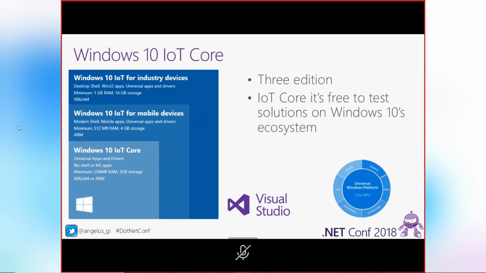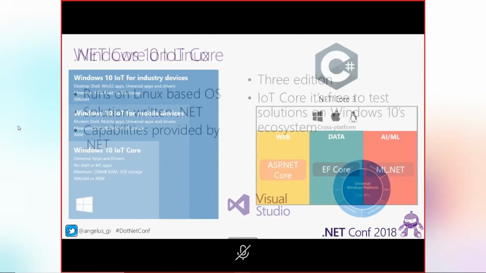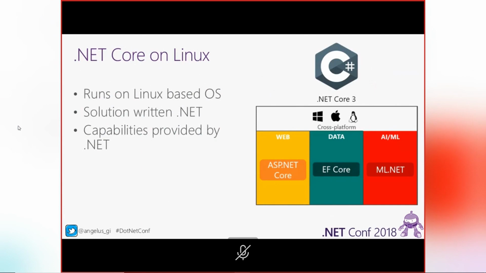In this version, we have the desktop shell, and we can run not only the Universal Windows Platform, but Win32 applications too. And so why use it? Because we have Visual Studio and the .NET Framework running on the Universal Windows Platform. But we can use another way to run our C# code or our C# solution on IoT devices.